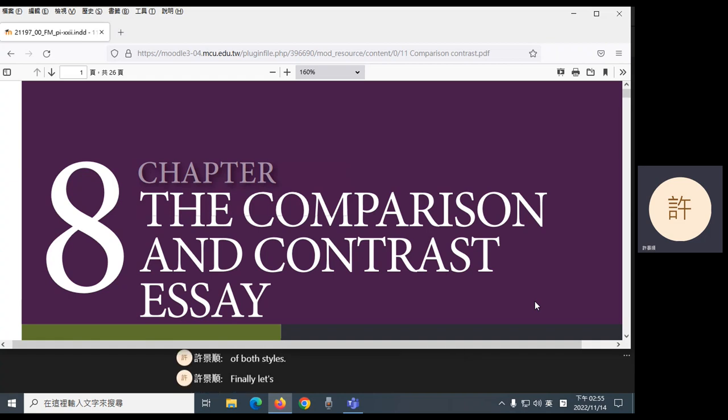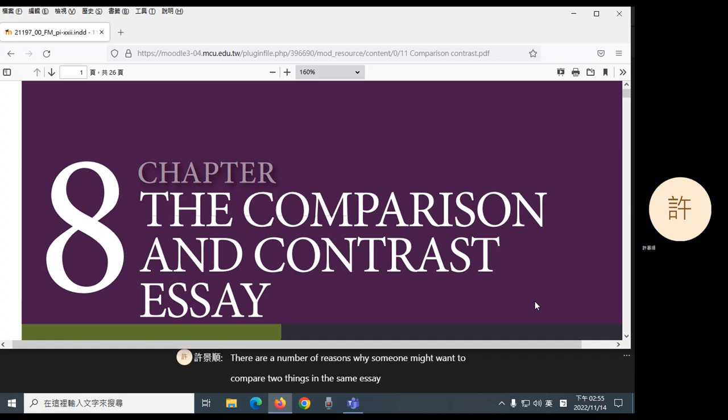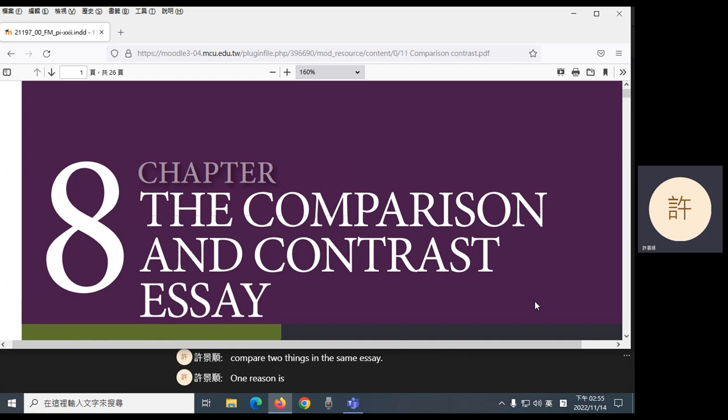Finally, let's talk about the introduction. The introduction is where you tell your reader why you are comparing these two things. There are a number of reasons why someone might want to compare two things in the same essay. One reason is to show how two things that look similar are in fact very different. So in this situation, you would first talk about how they are similar, and then you would talk about how they are different. Another reason is that you want to take two things that look very different and show how they are similar. Right? It's the opposite of the first reason.